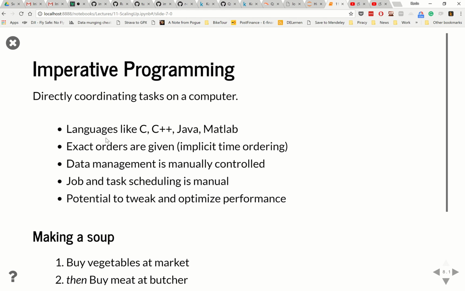If we look at that example we showed earlier, you have imread, BW label, save, or histogram, save, those 5 tasks, and they have to happen in exactly that order, and they're all dependent on one another. So exact orders are given, data management is manually controlled, and job and task scheduling is manual. There's potential to tweak and optimize performance within the individual tasks, but no potential to parallelize or fundamentally run the whole task much more efficiently.